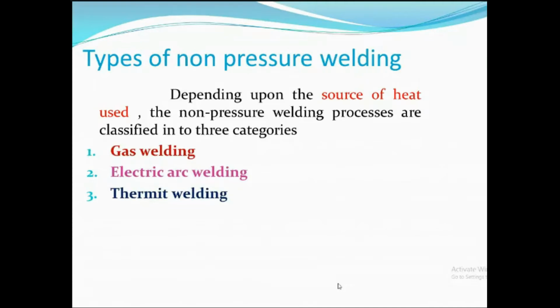So, based on heat, the non-pressure welding processes are generally classified as follows. The first type is gas welding, if you are using a gas source for heating. The second one is electric arc welding, if we use electricity for heating. And the third one is thermit welding, where we do the welding with the help of heat. These are the three basic types of welding process by the source of heat.